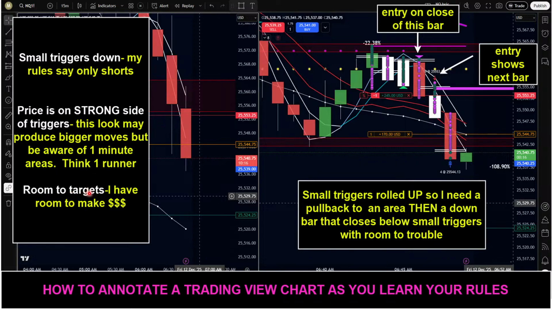Room to targets. It means I have room to make money. I want to see this look, and I want to see the targets, and I want to say, man, there is available cash. Now, we're going to talk about price on the strong side of the triggers. This look may produce bigger moves, but be aware of 1 minute areas. Think one runner. That's what the strong side of the triggers means to me.